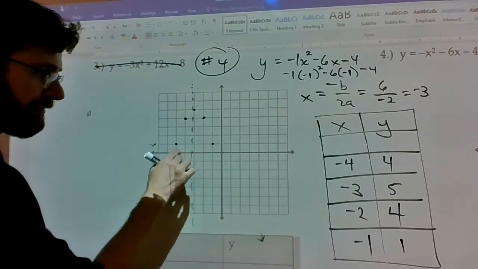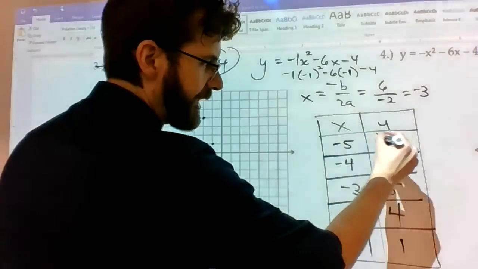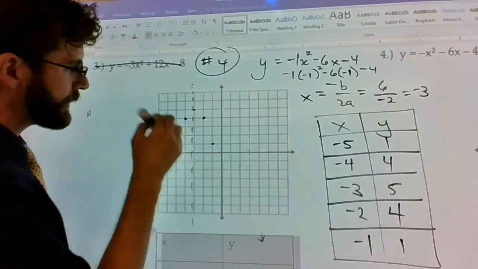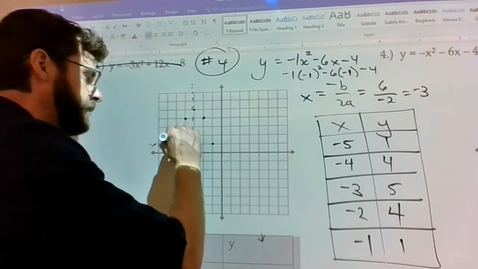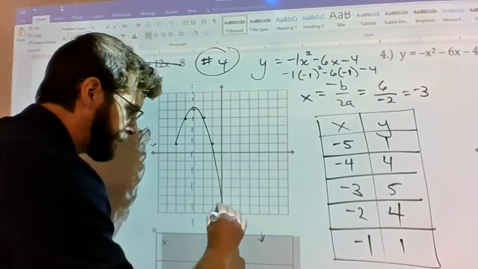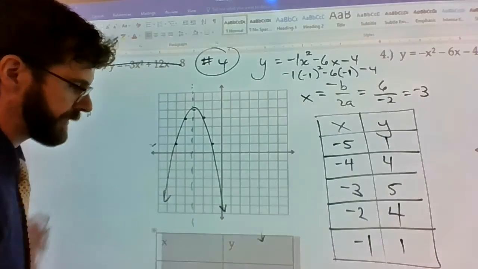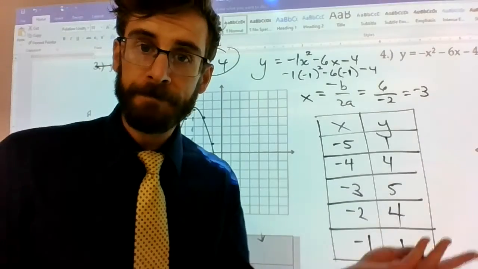1, 2, 3, 4, 5, up 1. Left 5, up 1. There's my table of values. There are the 5 legit points. I've got my axis of symmetry. And there's my graph.